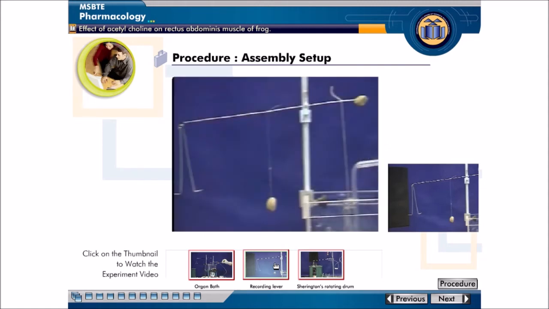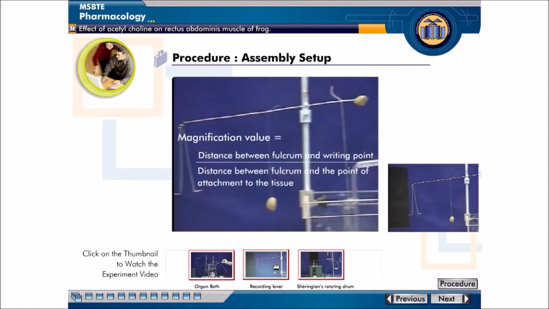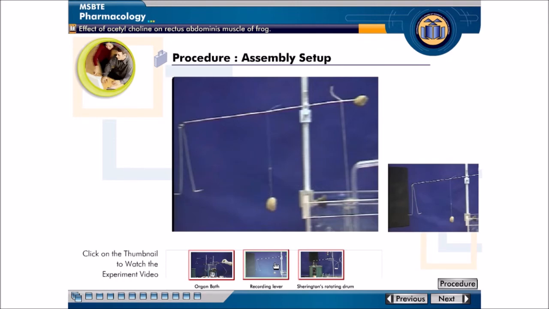Magnification value is calculated by using following formula. Magnification value is equal to distance between fulcrum and writing point upon distance between fulcrum and the point of attachment to the tissue. For recording the effect on frog's rectus abdominis muscle, 5 to 10 fold magnification is required.